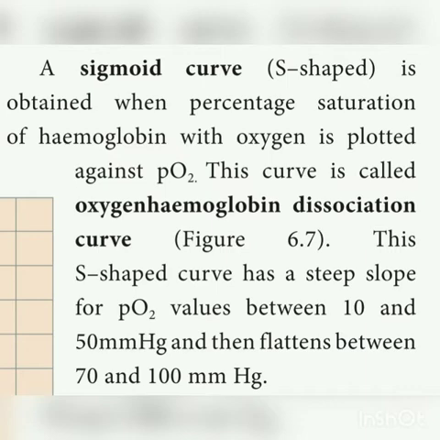The sigmoid curve is obtained when the percentage saturation of hemoglobin with oxygen is plotted against the partial pressure of oxygen. This curve is also called the oxygen hemoglobin dissociation curve. This S-shaped curve has a steep slope at partial pressure of oxygen values between 10 and 50 mmHg and then flattens between 70 and 100 mmHg. So it's also an important thing.